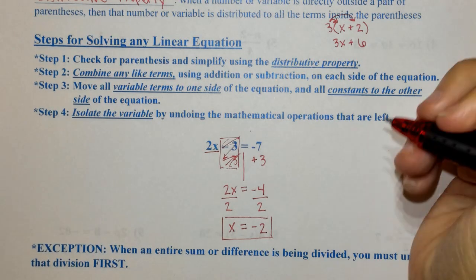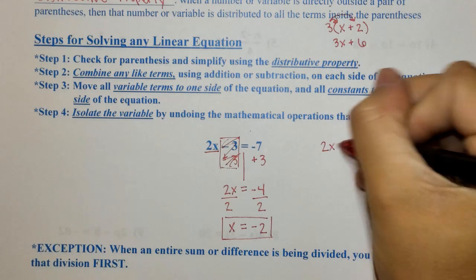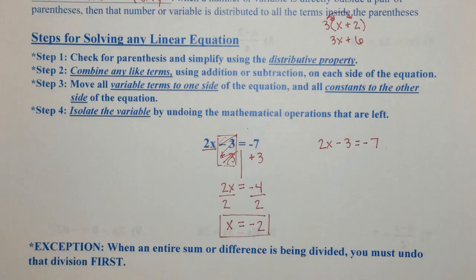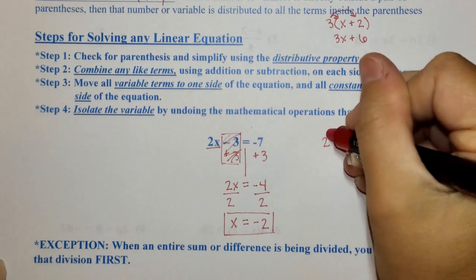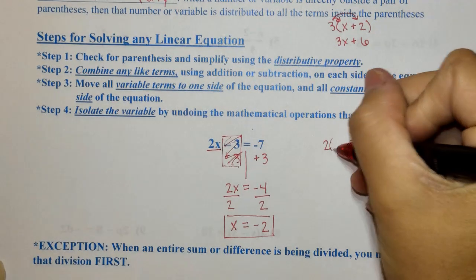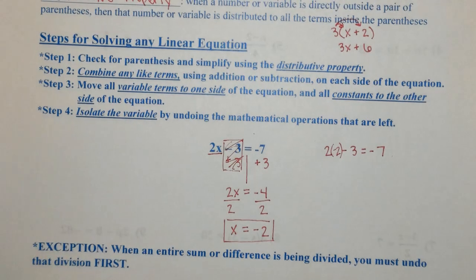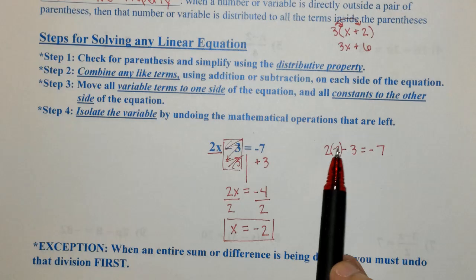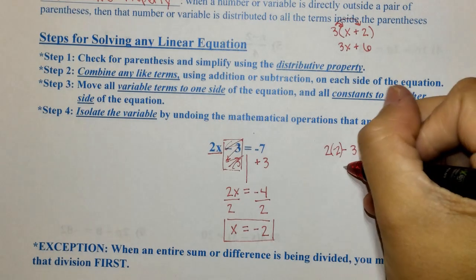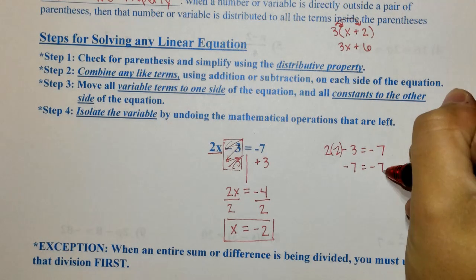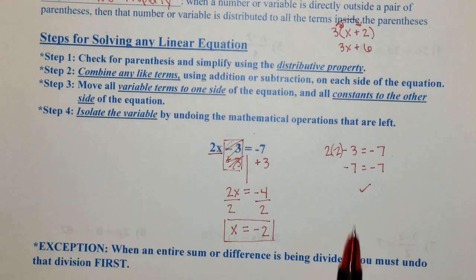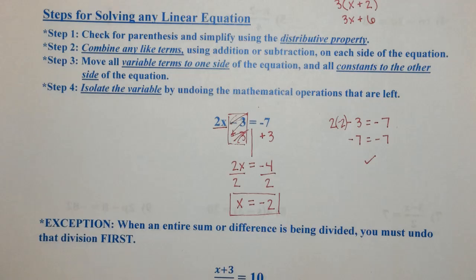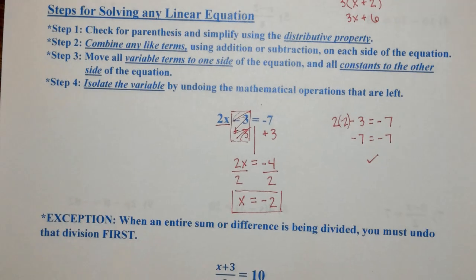Now we do not make you check your equations, but you always can, so I'm going to rewrite the equation. If the value of x is negative 2, then I erase the x and replace it with a negative 2. And then I simplify to make sure that this side equals negative 7. So 2 times negative 2 is negative 4. Negative 4 minus 3 is negative 7. That means that we did this problem correctly. That's our checked solution, but our solution is x equals negative 2. That is our one answer. This is the exception to the rule.